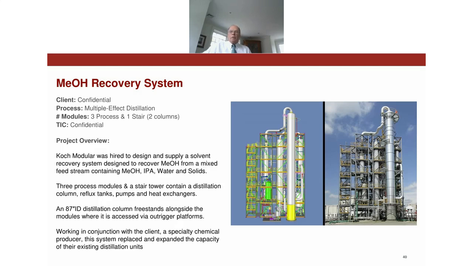And it included two columns, a stripping column, which was mounted here inside the module, and then a column to separate methanol from isopropyl alcohol mounted here on the outside. So this second column was too large to fit into a road transportable module. So we ended up supplying this as a freestanding column, and then having all of its supporting equipment located inside the modular frame. You can see a picture of it here. This is a 3D model of it here.